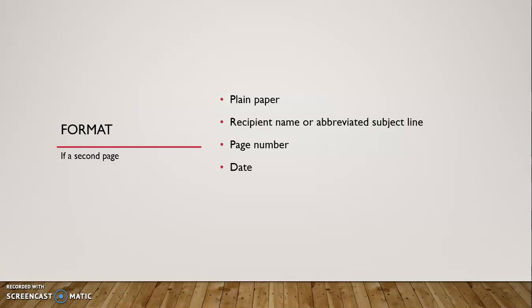You include the recipient name or an abbreviated subject line. So you don't have the full To and From, just a short version so people know that it's attached to that first page. Put a page number on it so that they know that it's the second page, and include the date.